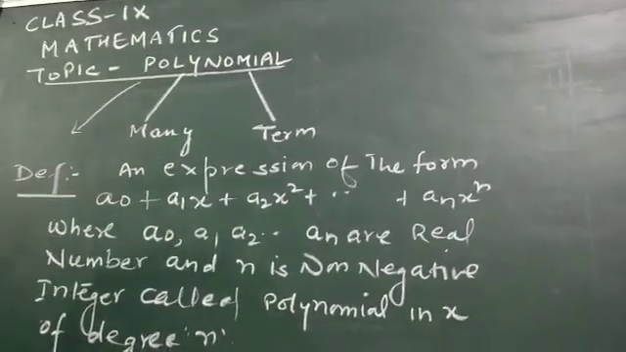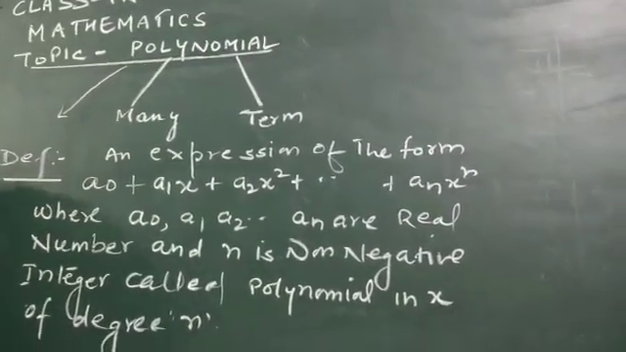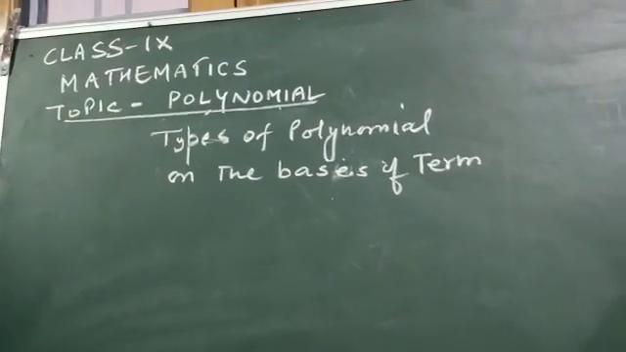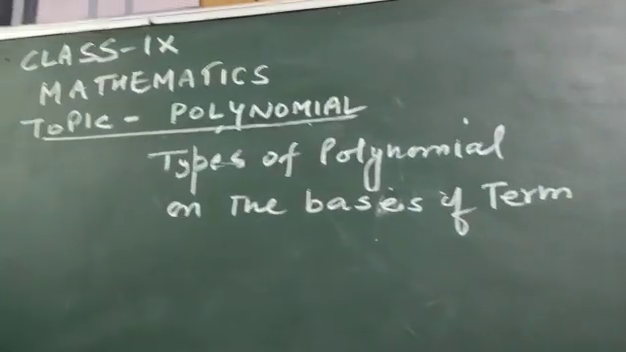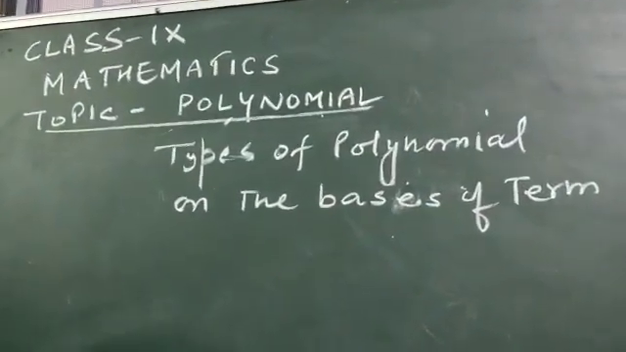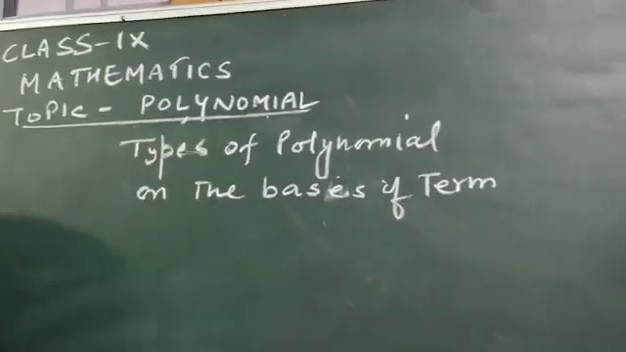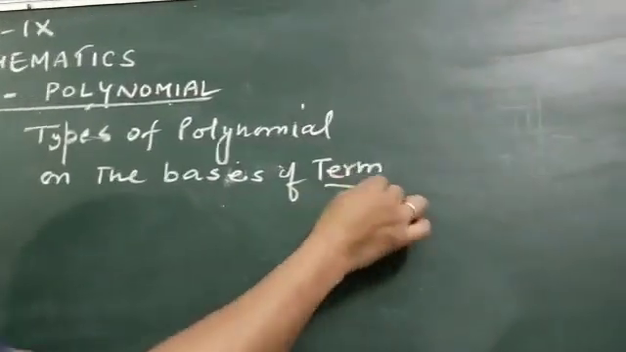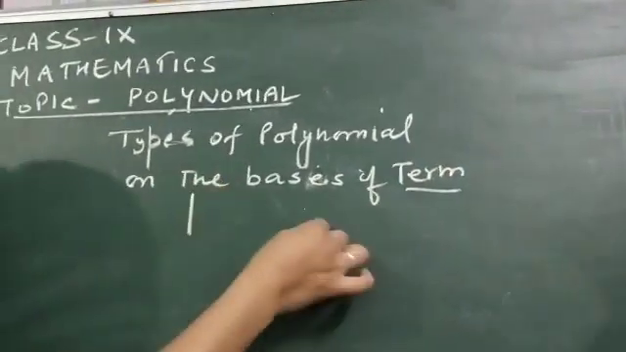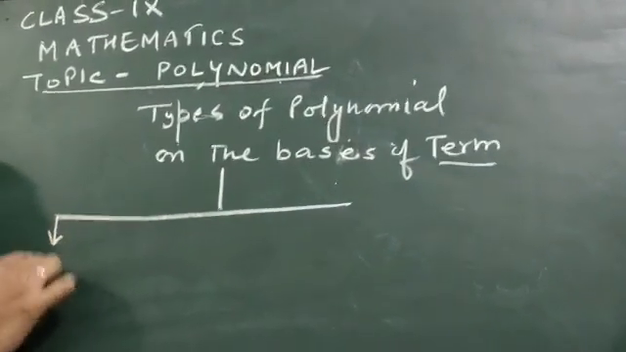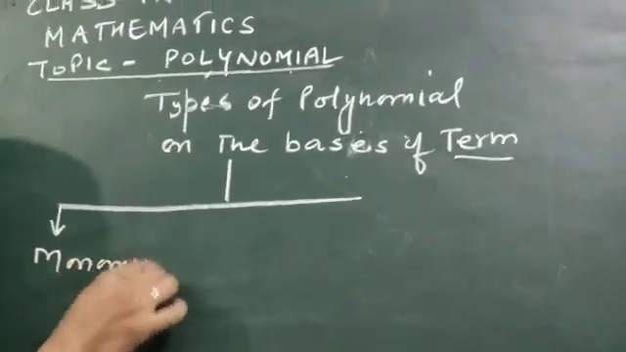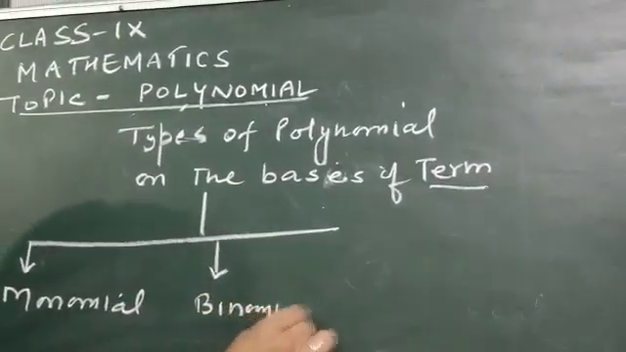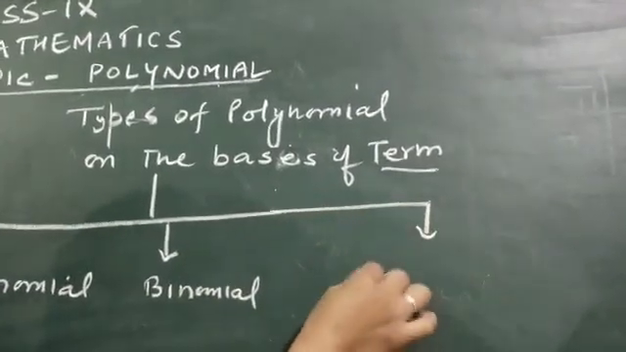Now we will. Student, you have studied the term in junior classes. You have learned it in an algebraic expression, the term. Now we will define types of polynomial on the basis of term. First, monomial, binomial, and trinomial.